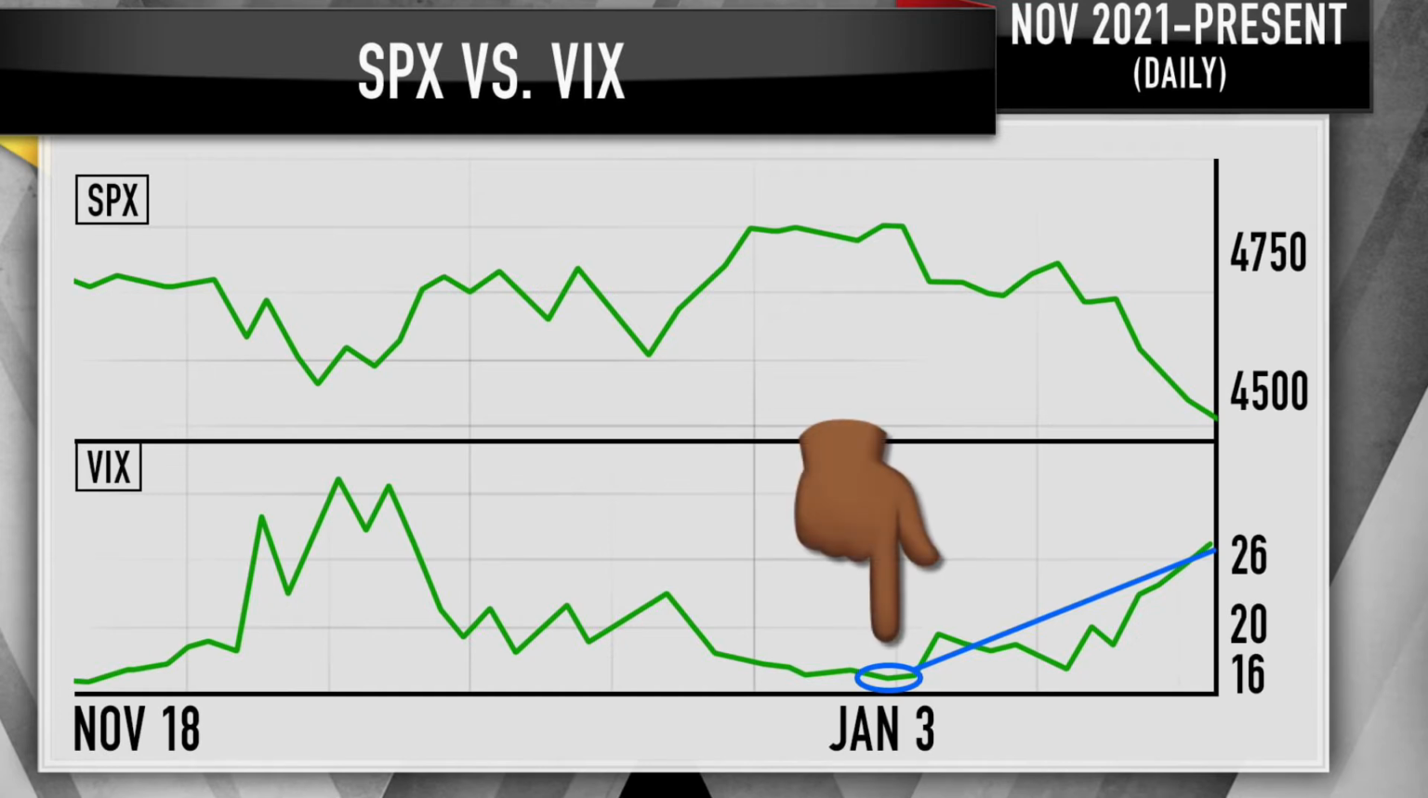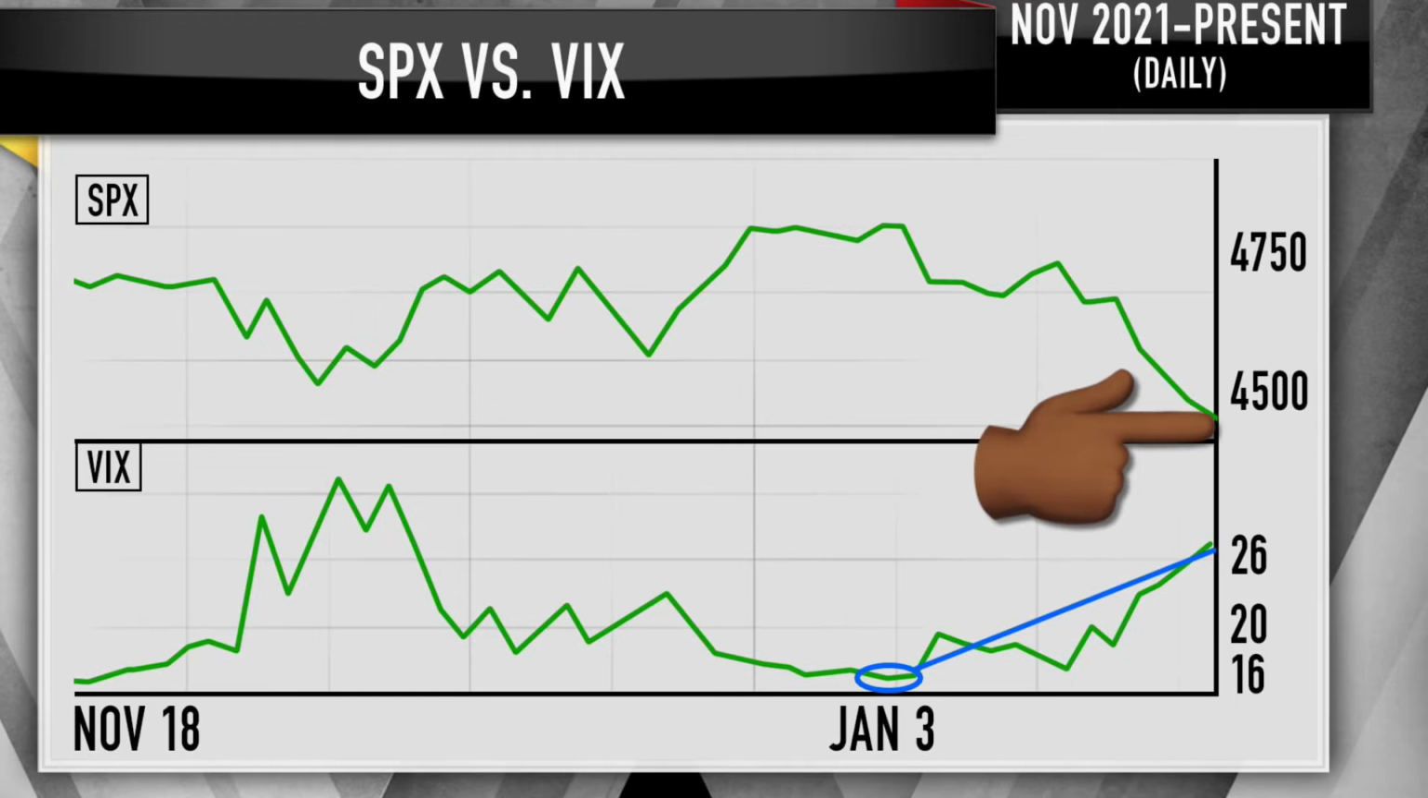Right here on this chart, you see a circle, January 3rd. The VIX has slowly been gaining traction, meaning that it's fear. It's a lot of volatility going on in the market. It slowly went up. It's trending up. And as you see it going up, you see SPX going down.